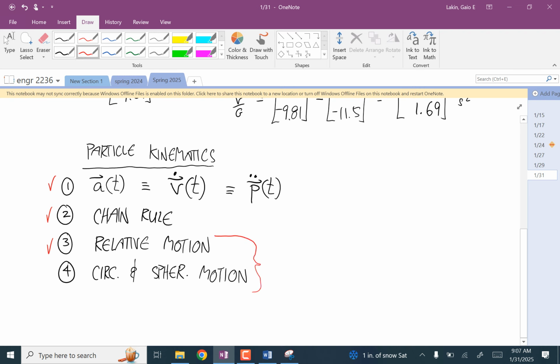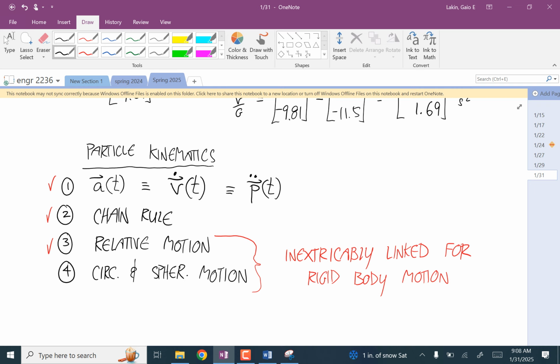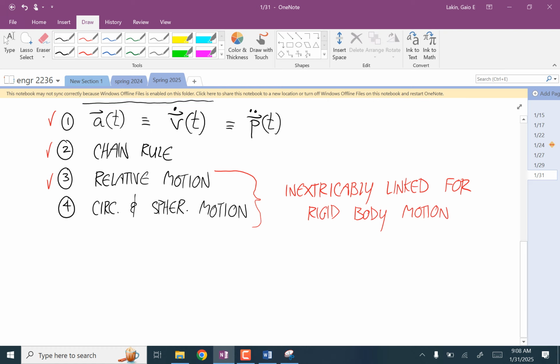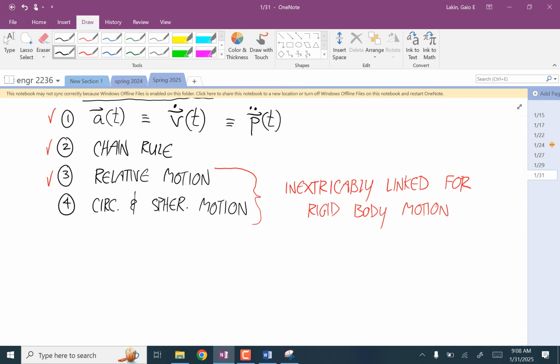And these two are inextricably linked. Oh my God. Why did I say that word? Inextricably linked. You can't disconnect that link. They cannot be extricated from one another for rigid body motion. Okay, so circular and spherical motion.